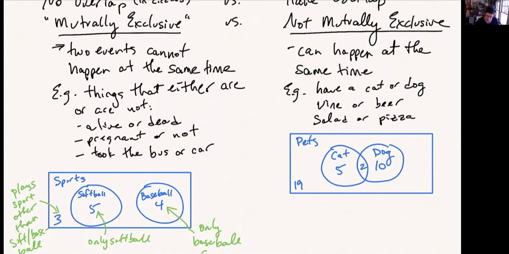And just a reminder of what this means: everybody in this cat circle has a cat. That's why we're looking at this circle here. And then everybody inside this dog circle has a dog. Now, these people down here in the corner, this 19 here, those are pet owners because everybody inside this box owns a pet. But this 19 just means they do not have a cat or a dog. They have a different kind of pet. We don't know what kind of pet it is because that type of pet isn't represented. We just know it is not a dog and it is not a cat.